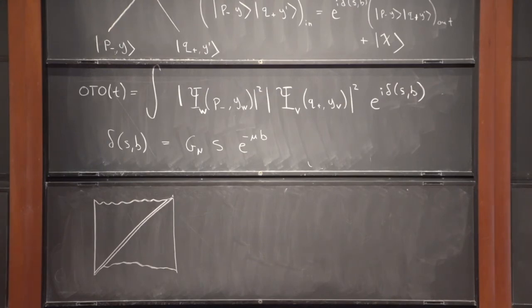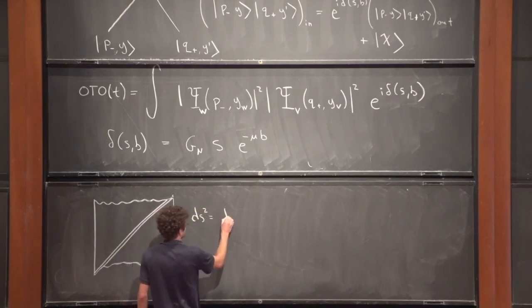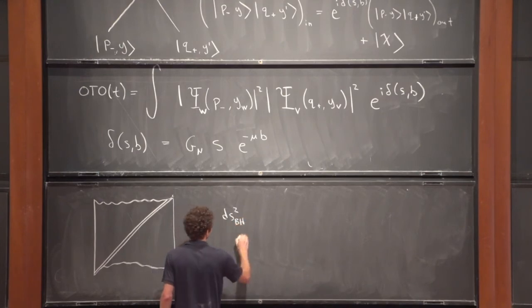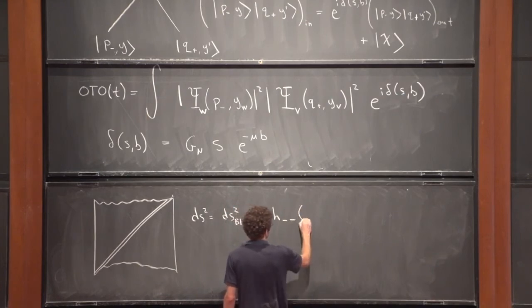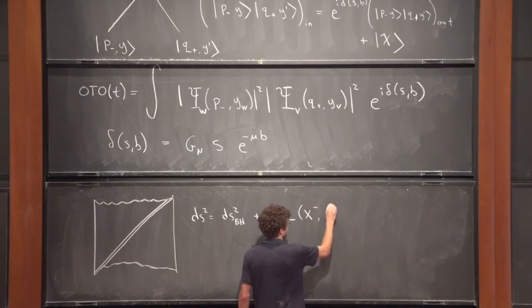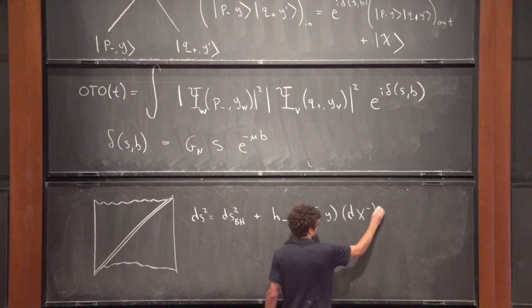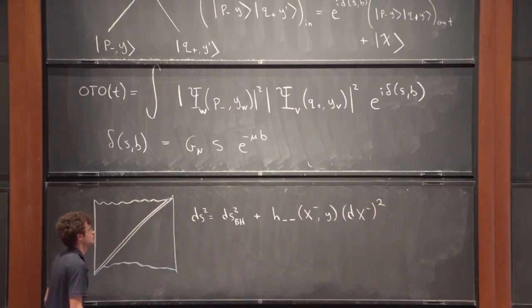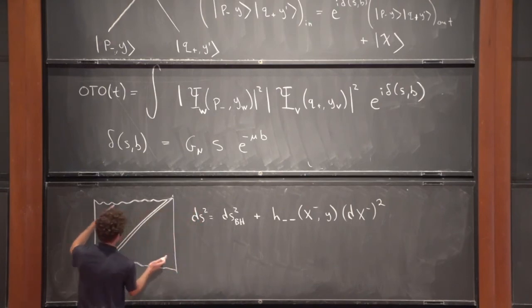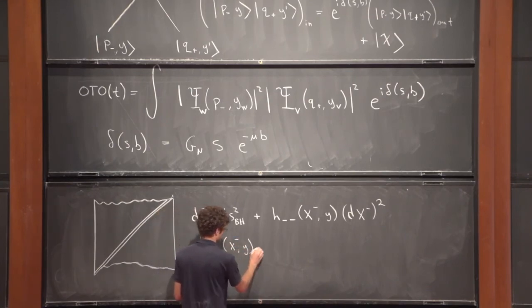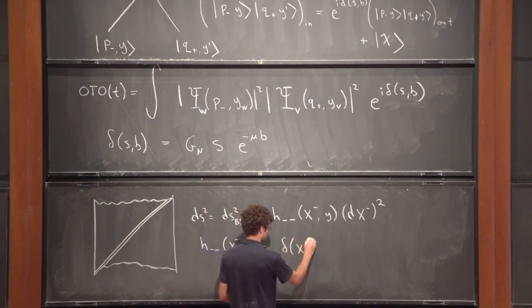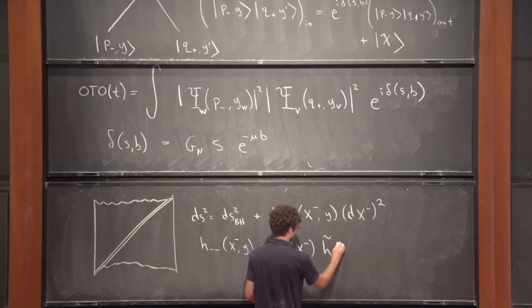And the idea is that we can solve for the back reaction of the W particle using this metric. This is the original black hole metric, plus a perturbation. So ds squared equals ds squared of the original black hole metric, plus a perturbation, h minus minus of x minus and y, times dx minus squared. And in the limit of large time, where everything is compressed, everything is boosted onto this horizon, we're going to have that h minus minus is a shock wave. It's proportional to a delta function in x minus times some function h tilde of y.